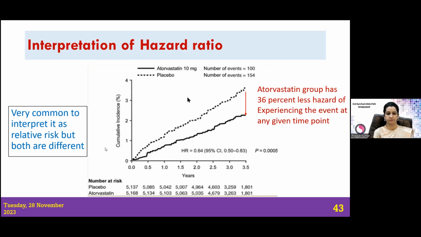Because the placebo is up, the placebo has got a higher hazard. It is the opposite of survival. In the case of hazard, if the curve is upper, that means it is experiencing a high rate of hazard. So you can say that the atorvastatin group has 36% less hazard of experiencing the event at a given point of time. And this is the number at risk, which is the risk set, which we explained. So this is very common, like an odds ratio.